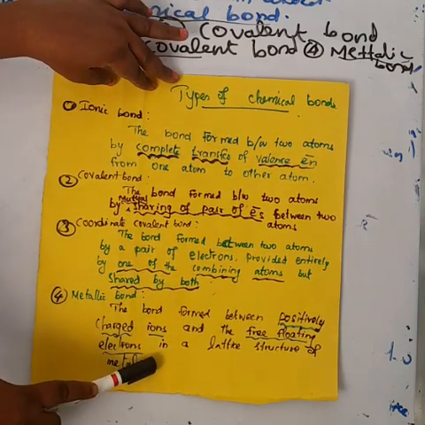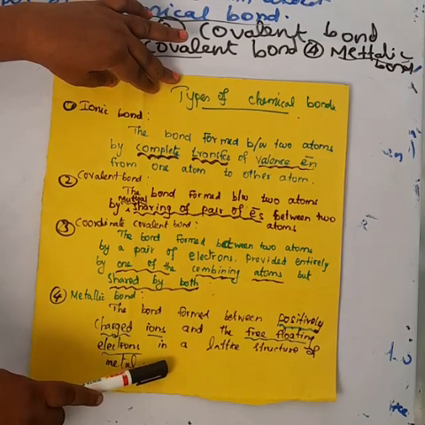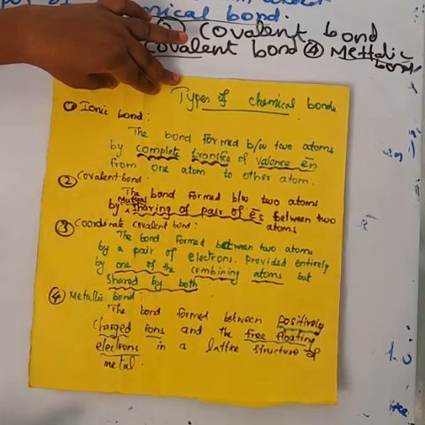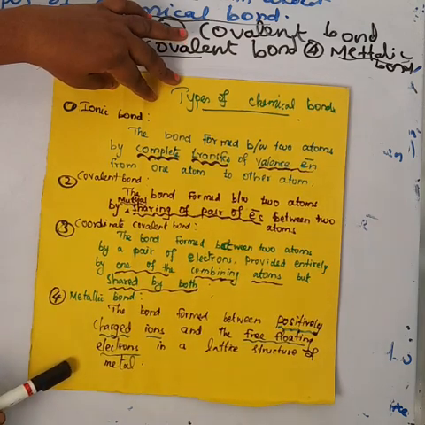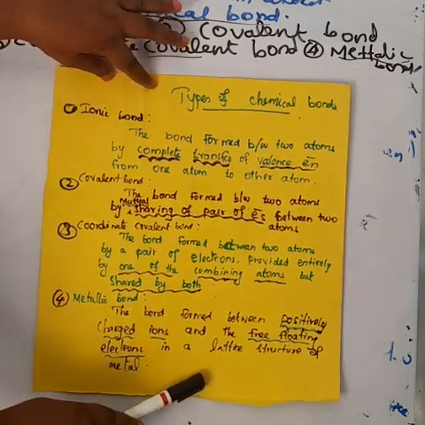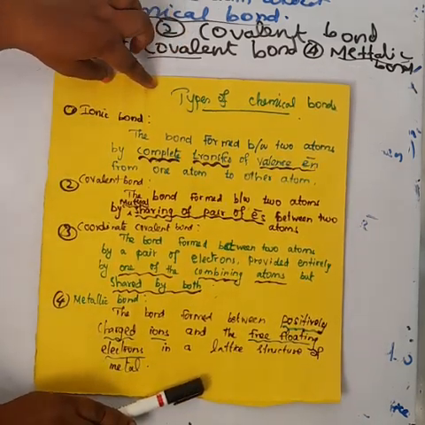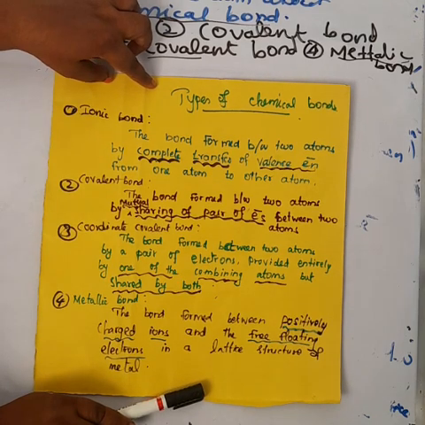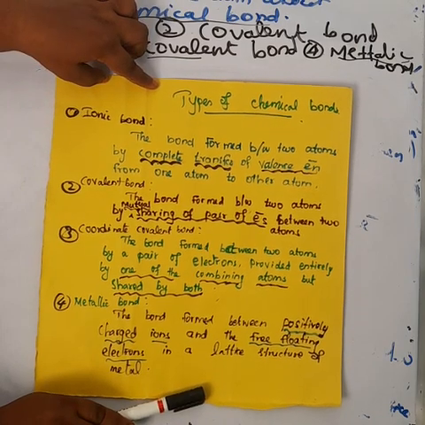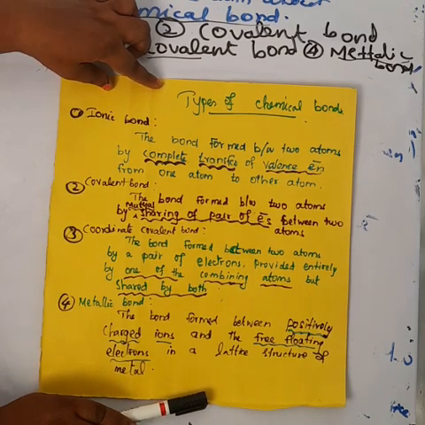It means the bond formed between the two atoms by sharing. Here also sharing takes place, but the pair of electrons is shared by only one atom. Covalent bond means both atoms are sharing. But coordinate covalent bond means only one atom shares the pair of electrons. That is called coordinate covalent bond. Understood the difference between covalent bond and coordinate covalent bond?